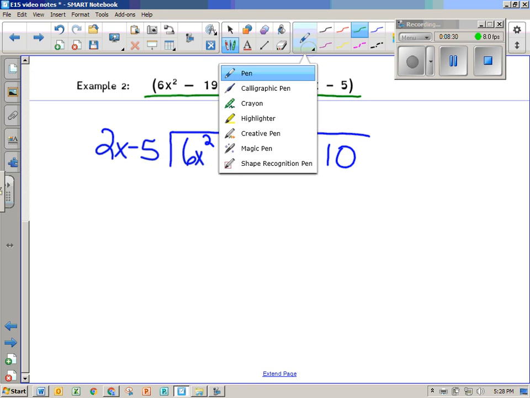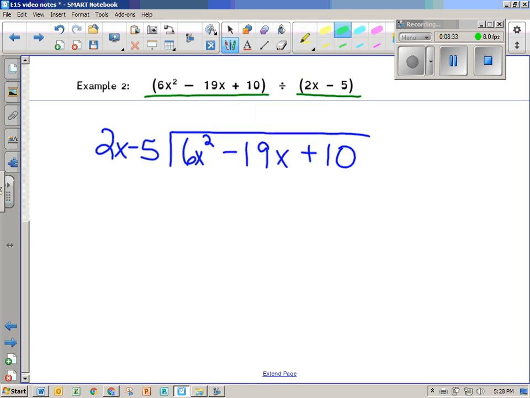All right, so we are dividing with the 2x, and we're dividing it into 6x squared. It's always first term divided into first term. So when I divide 2x into 6x squared, I'm thinking 2x times what is 6x squared? Well, to get from 2 to 6, I need a 3, and to get from x to x squared, I need an x. So it's 3x, and I put it over here over the term that it is like. It's not like 6x squared because it's got an x, not an x squared with it.